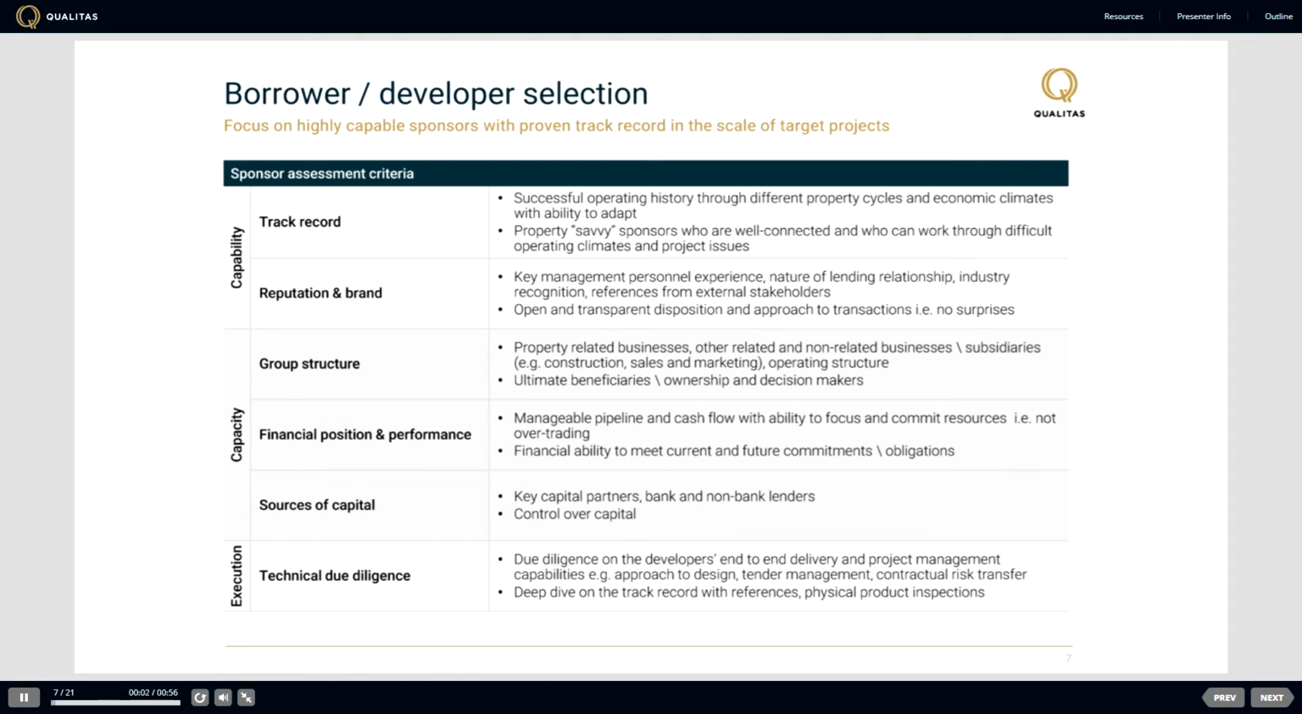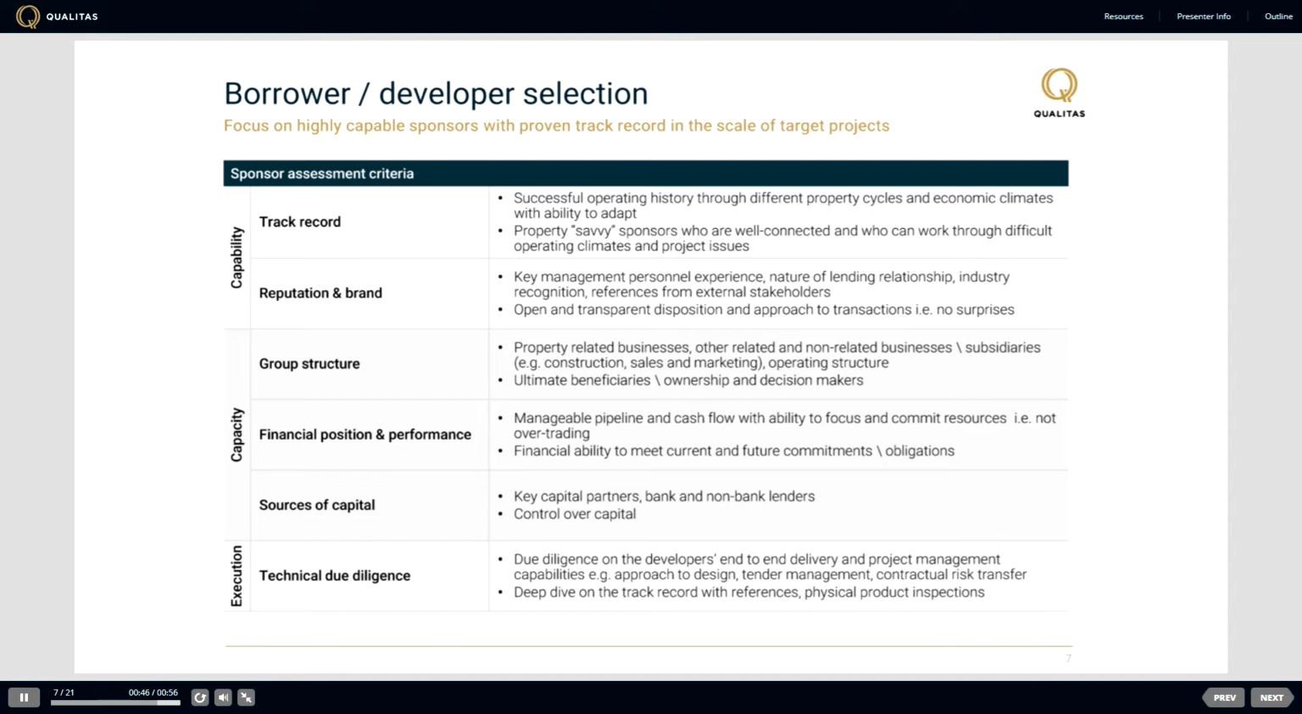At Qualitas, we lend to highly capable sponsors with proven track record in the scale of target projects. Capability, capacity, and execution are the three key attributes that we look for when assessing new investment opportunities. We conduct detailed due diligence on their track record, reputation, and the brand. We look at their balance sheet, especially for construction loans. If something doesn't meet our criteria, we'll pass on the opportunity. This approach is evident through our total 172 debt investments over 14 years of operating history.